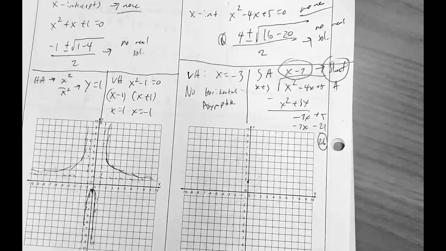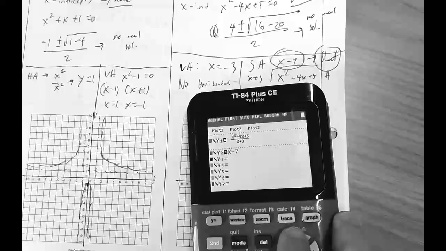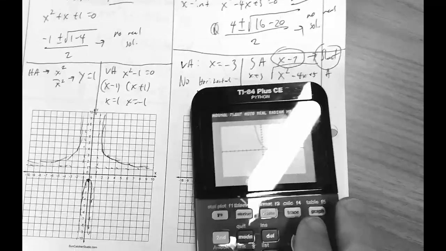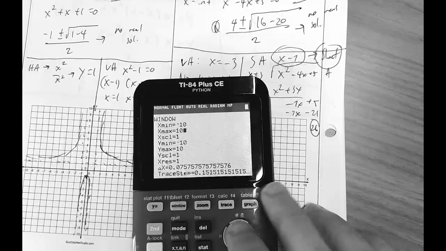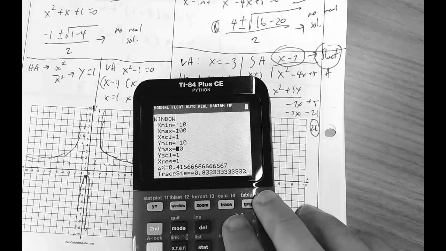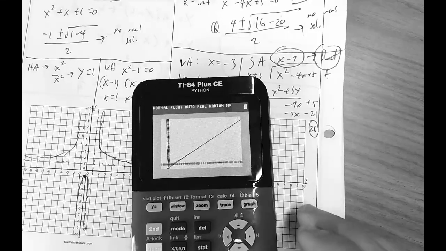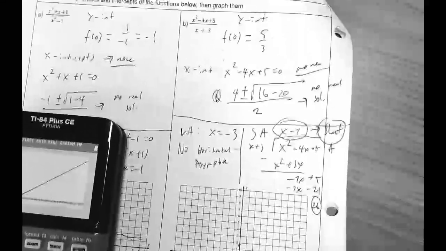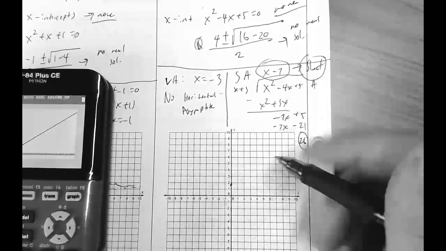And so when we graph it, we can see what's going on. So I put it in for y1, and I put my slant asymptote in for y2. And when I graph it, it looks pretty clear. And when I maybe make that window a little bigger, it's going to be even clearer that I got it right. So again, you're not using your graphing calculator to do the work. You need to show me this work, and then you can use your graphing calculator to verify it.